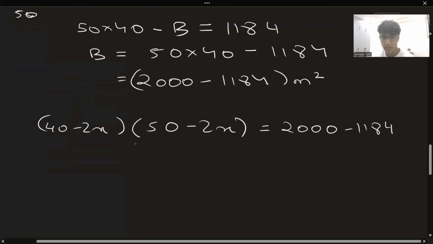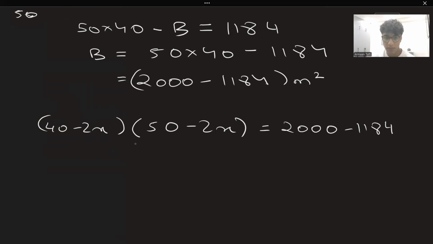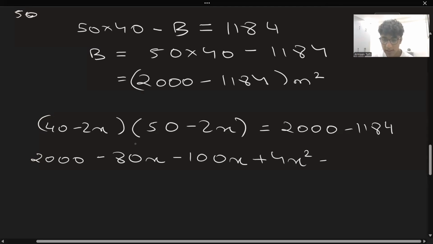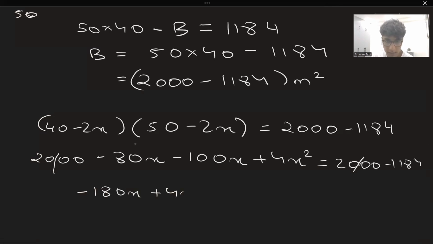Now that we've gotten this quadratic down, we can solve it. The numbers are very big, so we'll solve it carefully. Notice I still haven't subtracted this, because you'll get a 2000 here and you can cancel it out directly. So 40 into 50, 2000, minus 80x, minus 100x, plus 4x square is equal to 2000 minus 1184. Cancel the 2000 out from both sides, and let's simplify this: it's minus 180x plus 4x square equals minus 1184.